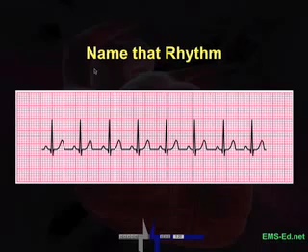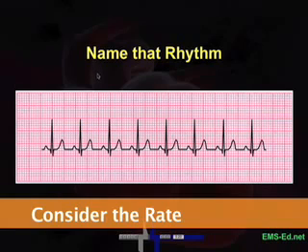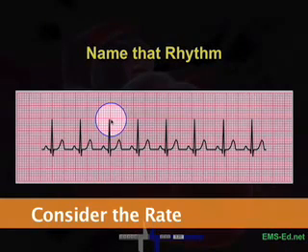Okay, look familiar? It should. Everything about it is normal, except it's fast. Let's see how fast. So we'll take an R wave close to a dark line here, and we'll measure the number of big boxes. 1, 2, 3. Okay, so it's between 2 and 3 big boxes.